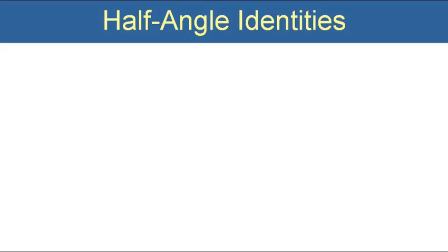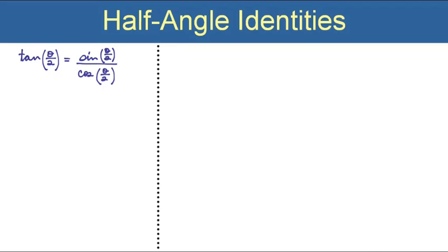So this time what we'll do is we'll go through the quotient identity. We know that the tangent of any angle is equal to its sine divided by its cosine. That means that the tangent of theta over 2 is equal to the sine of theta over 2 over the cosine of theta over 2. So we have formulas for these two things. Let's just plug in those formulas.